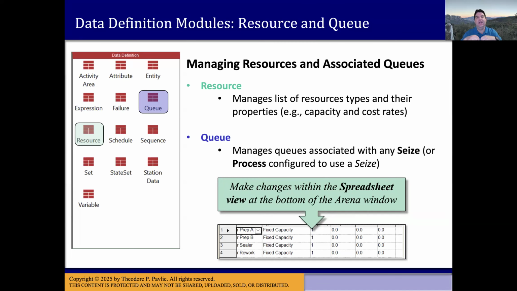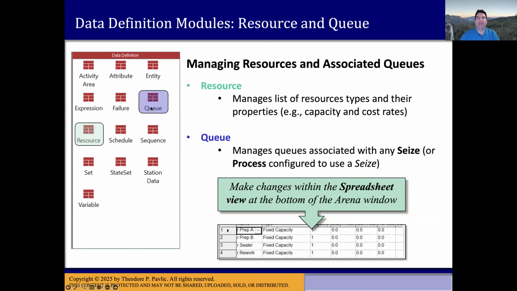shown up in your flowchart whenever you've set up a seize. So a process that's set up with a seize, or a seize block itself. Those will have queues. And there turns out there's other things that generate queues as well, like holds and so on, more advanced blocks. But any queue that's out there will show up here in this queue data definition module.